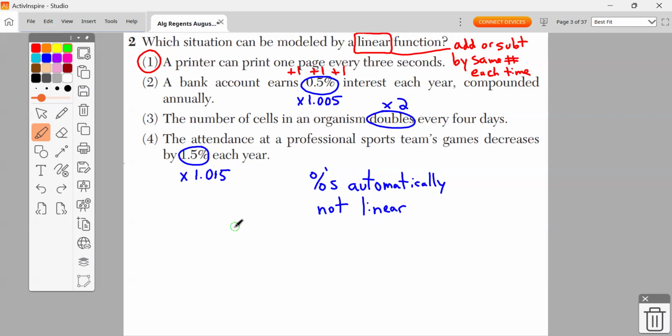Anytime that you see a percent, percents are never going to be linear because it's taking a different amount each time. It wouldn't be doubling because that's not going to be the same amount every time, because it's going to get bigger and bigger and bigger quickly. And then number 4 also has a percent. Percents are automatically not linear. We want something that adds or subtracts by the same number each time.